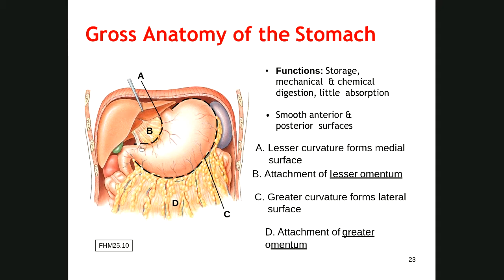Here in the lesser curvature, it is known as the lesser omentum, while the attachment in the greater curvature by this flap of peritoneal tissue layer is known as the greater omentum. It is larger in size and it runs in the front of the abdomen. So this is the first part that will appear covering the small and large intestine in the anterior aspect of the abdominal cavity.